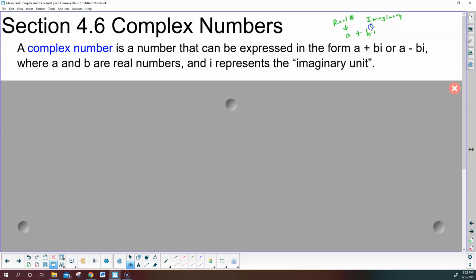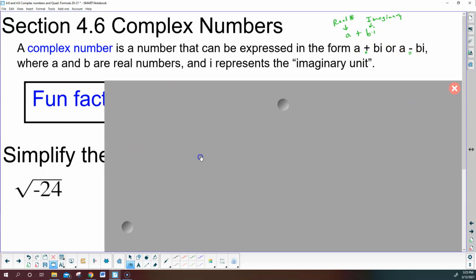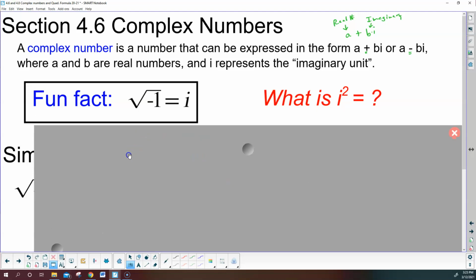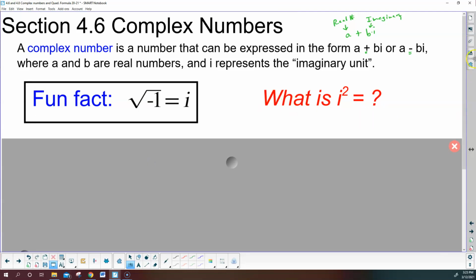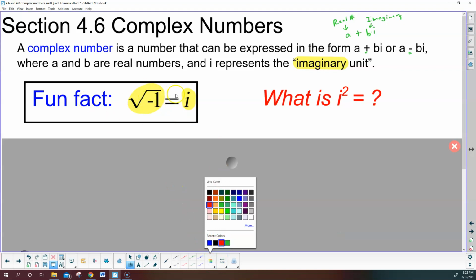So when I think of a complex number, I think of it having two pieces. Now it could be added together or it could be subtracted together, and you'll see both of those throughout today. So we introduced a quick little fun fact that I would write down just to make sure. When you have the square root of -1, we're going to call that i, and i is going to represent the imaginary unit. Now there's also another cool little fun fact that can be based off of this one. If i is equal to the square root of -1, what is i squared equal to?